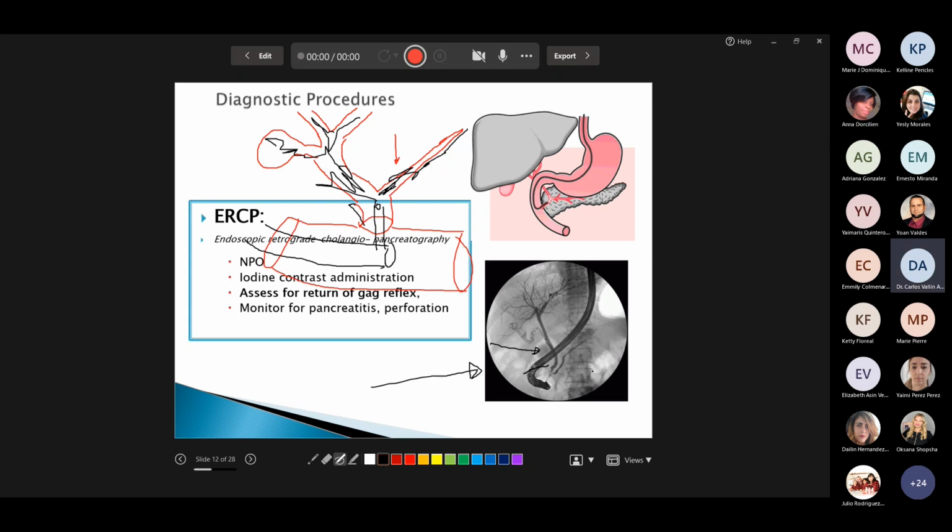They see the pancreatic duct here, and they see the common biliary duct, the liver, and the gallbladder. And then they can see if there is a stone, a gallstone, stuck here. They can even open this hole here and remove the stones. Okay, well, this is the ERCP.